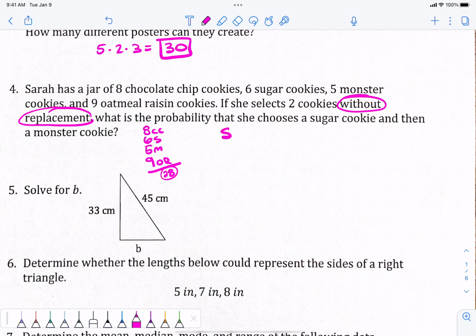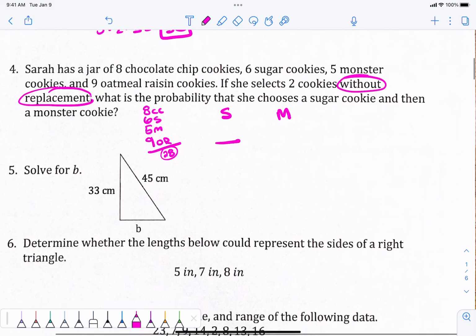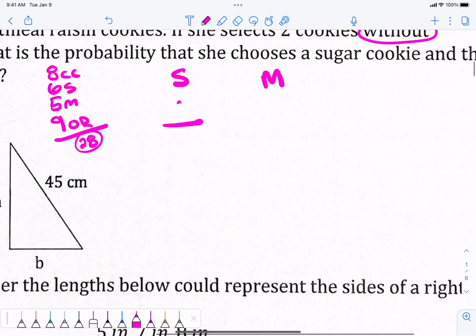Sugar and then monster. We're choosing a sugar cookie, then a monster cookie. The chance of choosing a sugar cookie is 6 out of 28. And then 5 out of 27 for the monster cookie, because there are 5 but now only 27 cookies, since we didn't replace the cookie. What do you do with those two? You multiply them.